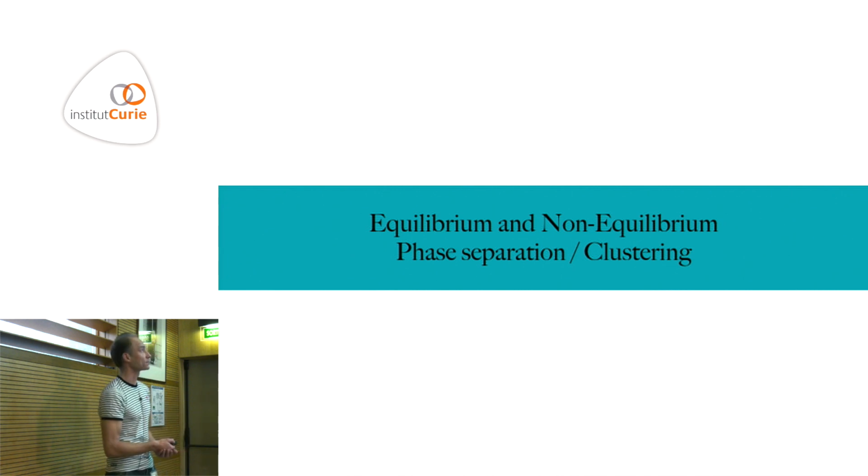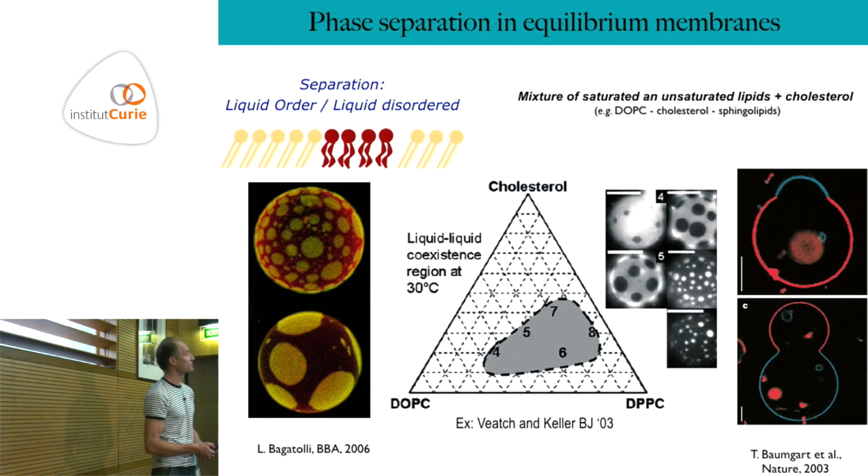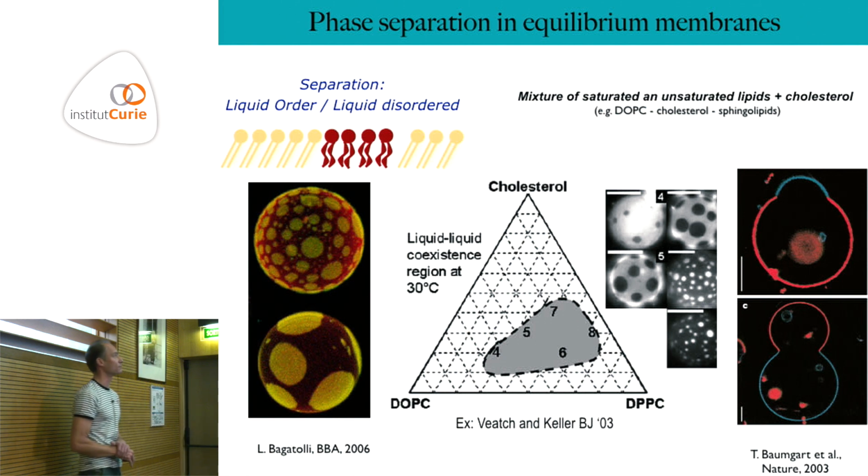You probably heard already some of this this morning, both equilibrium and non-equilibrium. This is an example that has to do with phase separation in a membrane, but it's the same if you look at a bulk fluid. So basically here you have examples of giant vesicles. The two different colors are supposed to tell you about two different compositions. And here you can see that you have domains, which means that you have a phase separation of different components into different domains.